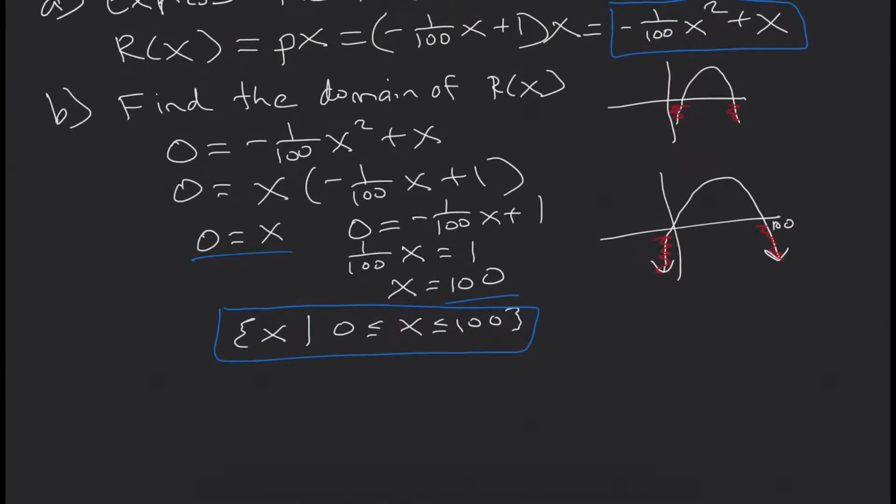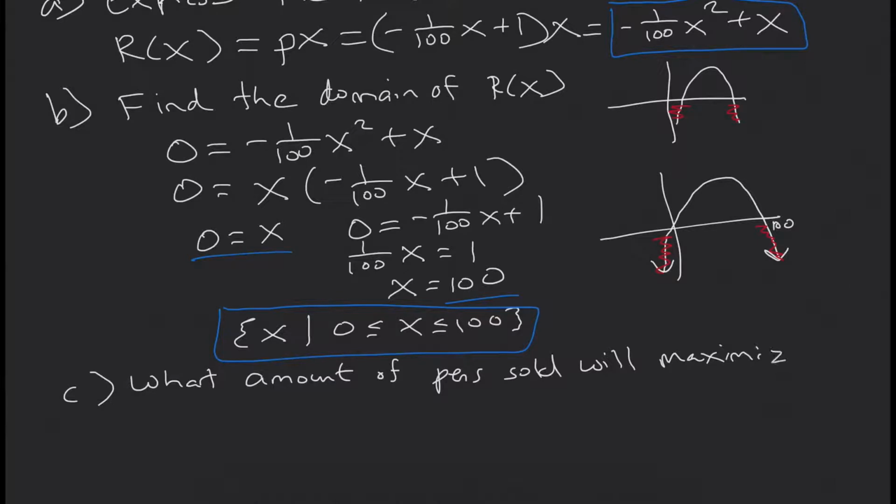And let's see here, I'm about to lose my function up there. Let me pull it down a little bit here. Let me write down part C. Part C, I want to know what amount of pens sold will maximize revenue. I'll just sneak that in here. What amount of pens sold will maximize revenue?